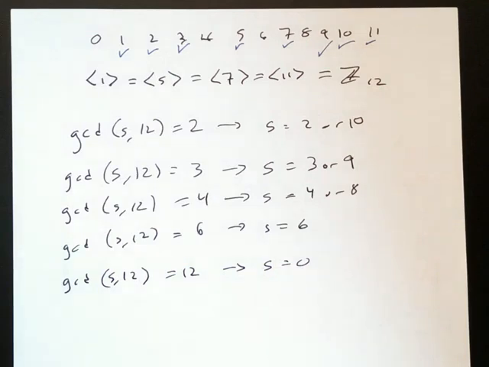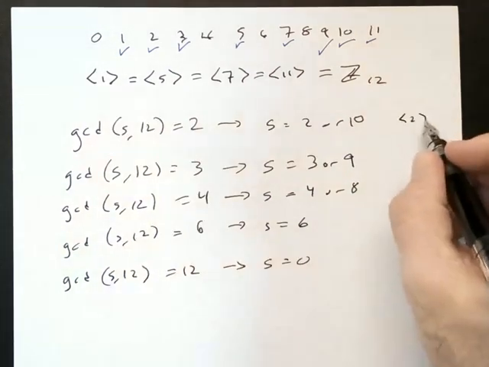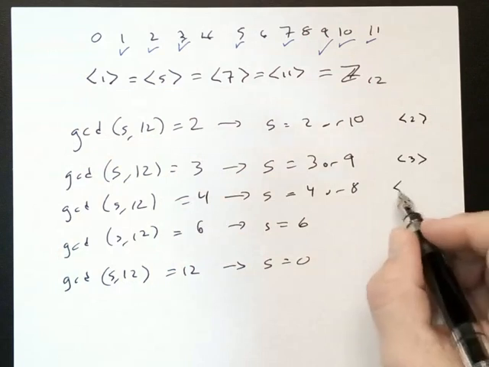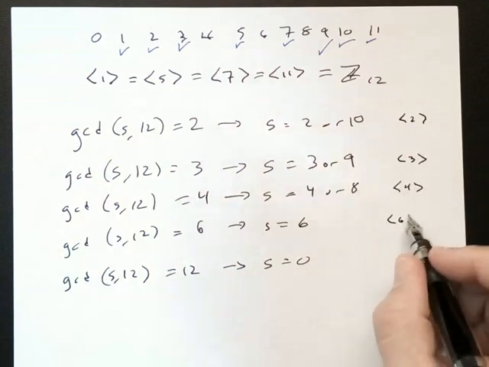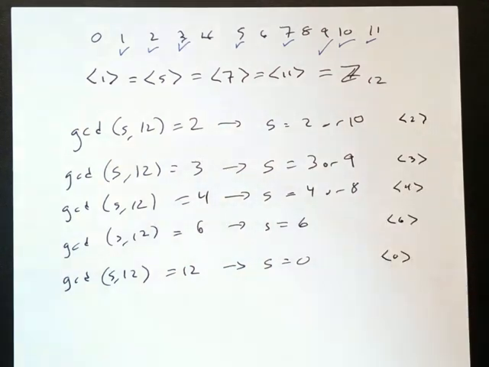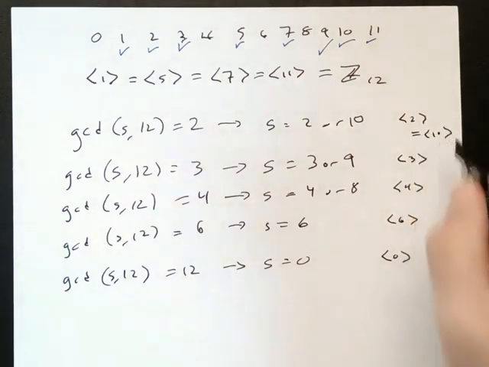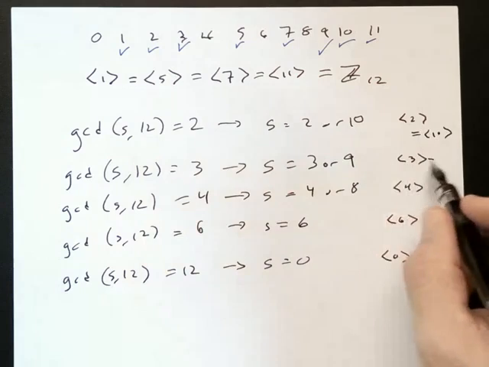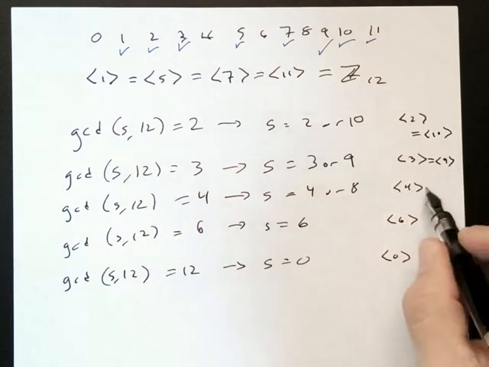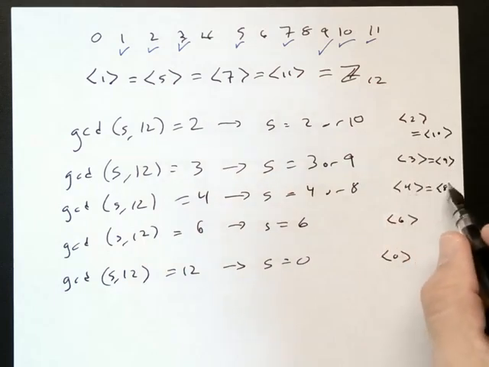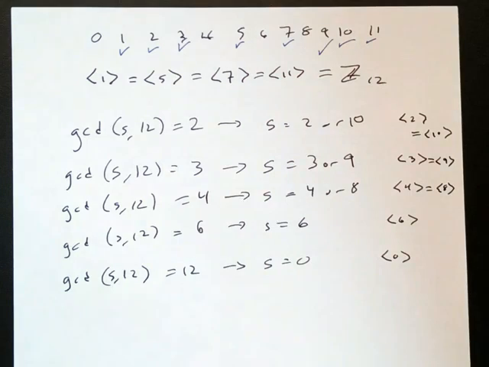Now here's the best part. That's all the possible subgroups of Z12. All of them. The one generated by 2, by the way, is the same as the one generated by 10. The one generated by 3 is the same as the one generated by 9. The one generated by 4 is the same as the one generated by 8. And I can go further.